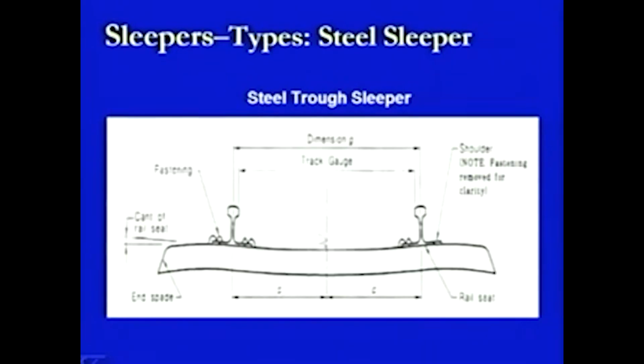This is another diagram where the overall section of the steel trough sleeper is being shown. This is like a wavy section where one rail is being placed here and the other rail is being placed here, and as was told, there is a cant of 1 in 20 being provided at this side. Similarly, there is a cant of 1 in 20 being provided at this location, and this is the gauge of this track. So, this is the steel trough sleeper.